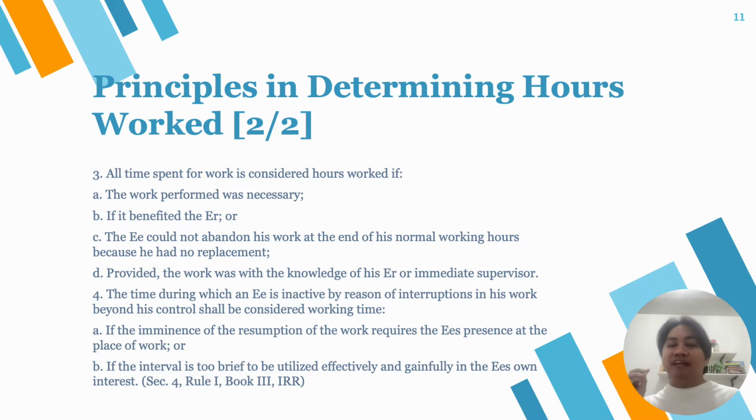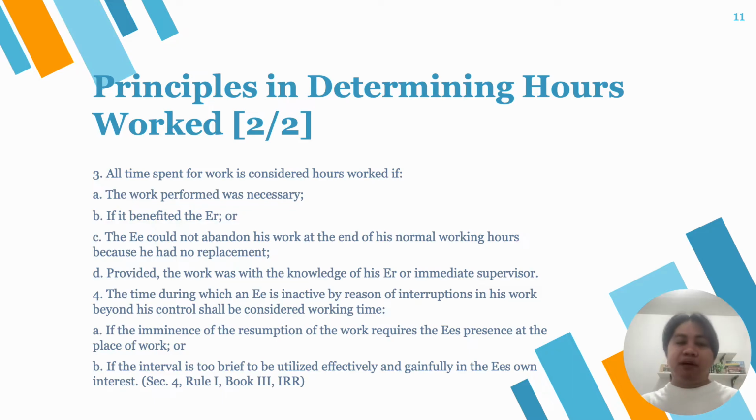So the extension of the normal working hours here of 2 hours while waiting for the next shift will be considered hours worked, because it is essential that there is proper turnover and you cannot really effectively abandon your work then, because it is required for safety standards and everything. So that should still be considered work hours, even if technically your shift has already ended. Fourth is provided the work was with the knowledge of the employer or his immediate supervisor.